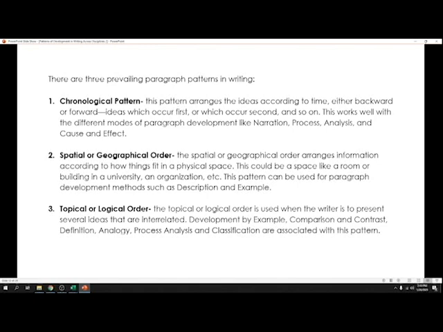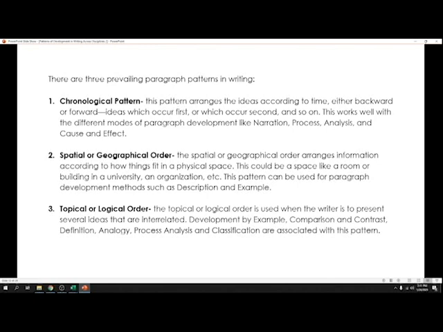For example, ang upuan ay nasa likod na parte ng classroom or ang electric fan ay nasa harap ng lamesa. So, you already picture out na doon nakalagay yung mga bagay na yon. So, this could be a space like a room or building in a university, an organization, etc. This pattern can be used for paragraph development methods such as description and example.